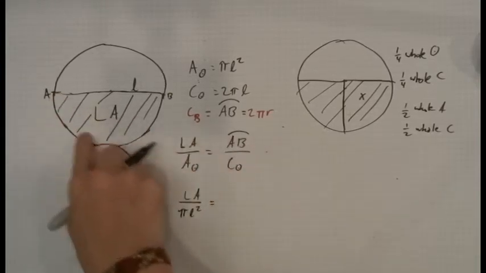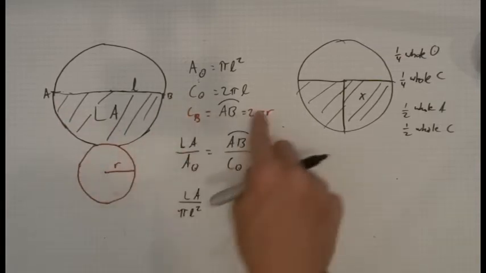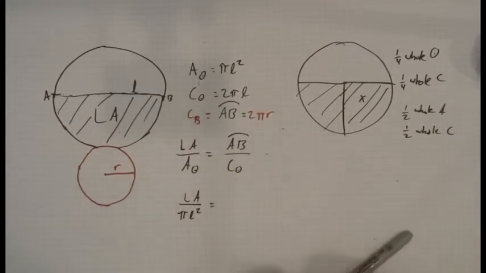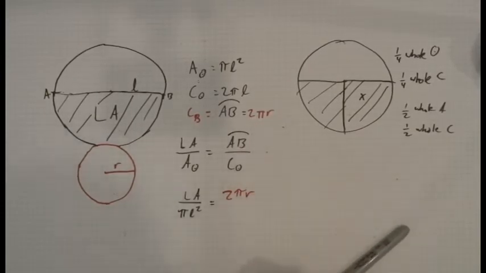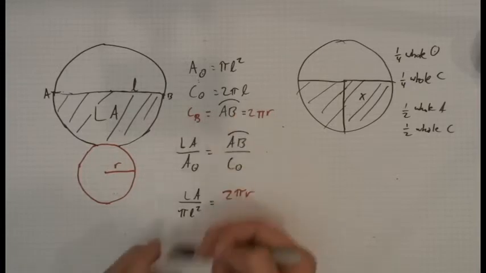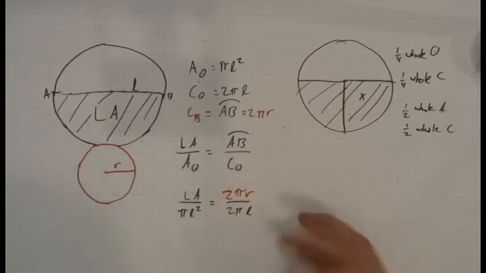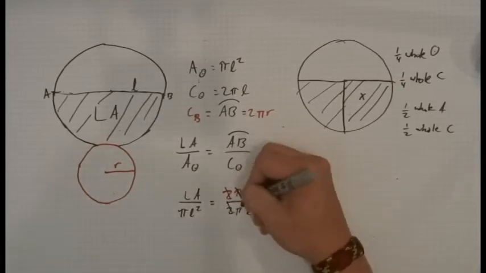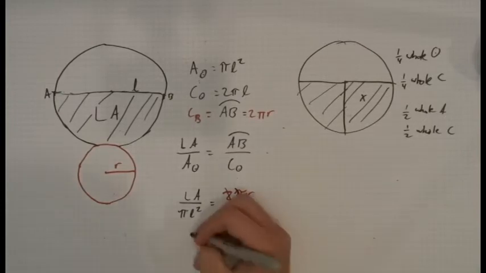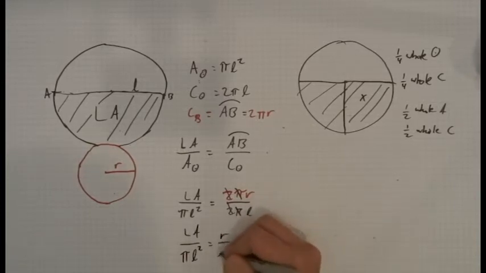And this part right here, this AB arc length, is also the same as the circumference of our base. And we know that that is 2 pi r. And we know the circumference of the whole circle is 2 pi L. So now we just need to do algebra. These 2's cancel each other out because 2 over 2 is 1. Same thing goes for the pi's. And we're left with the lateral area divided by pi L squared equals r over L.